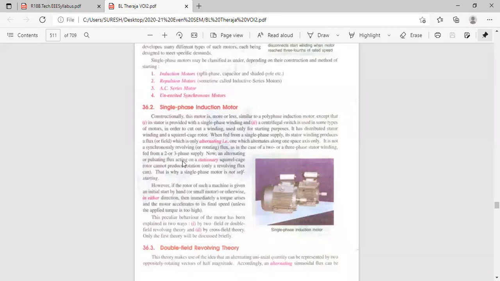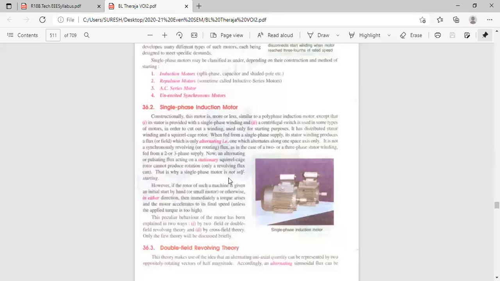Now an alternating or pulsating flux acting on a stationary squirrel cage rotor cannot produce rotation, only a revolving flux can. That is why a single phase motor is not self-starting. Why our ceiling fan does not start rotating by itself, this is the reason. What is the reason? Can anyone tell?